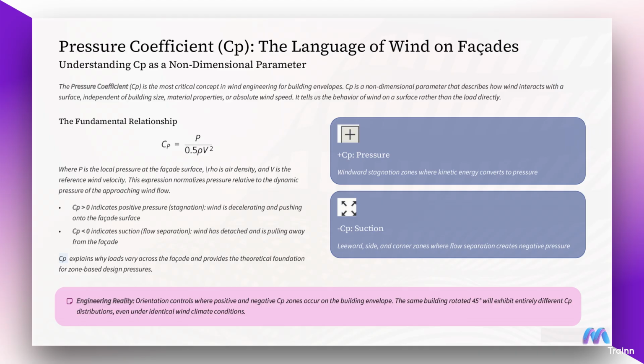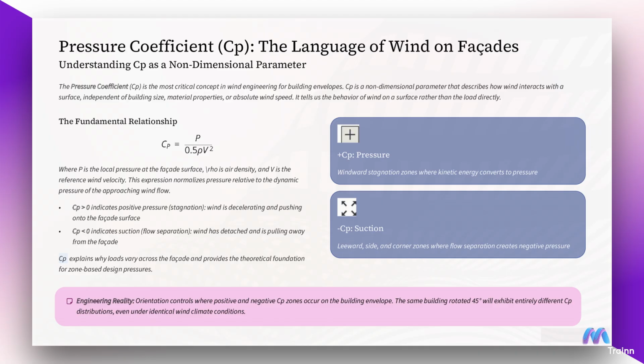Cp greater than 0 indicates positive pressure, stagnation. Wind is decelerating and pushing onto the facade surface. These are windward stagnation zones where kinetic energy converts to pressure. Cp less than 0 indicates suction, flow separation. Wind has detached and is pulling away from the facade. These are leeward, side, and corner zones where flow separation creates negative pressure. Cp explains why loads vary across the facade and provides the theoretical foundation for zone-based design pressures.